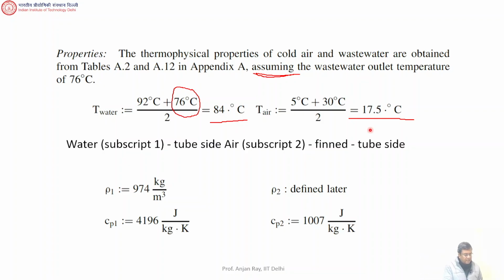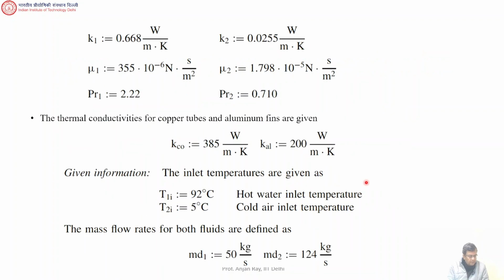That's why I have underlined this word here. So the water outlet temperature he has assumed to be 76 degrees Celsius. So this is 76. So the water temperature is 84, air temperature is 17.5. And we can calculate rho 1, Cp1, Cp2, etc. Rho 2 he's bringing in later. And these are some of the properties already there in the problem statement.